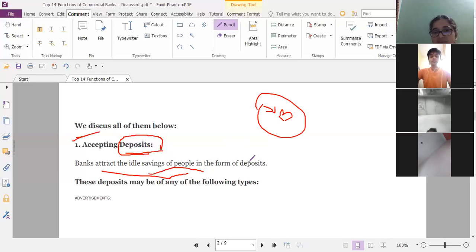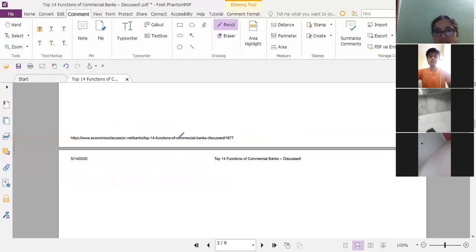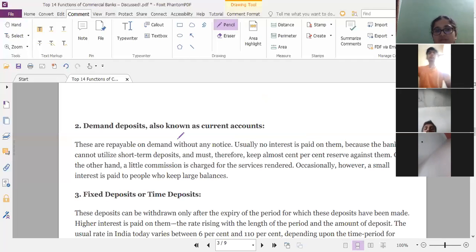There are various types you must know. Under deposits, there are various types. First I'll give you all a glance and then we'll discuss each one of them. So the first one is demand deposit. The second one is fixed deposit.